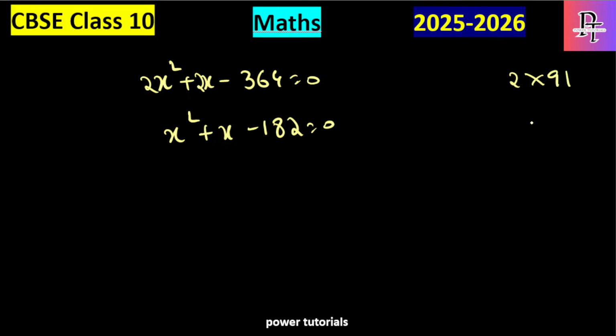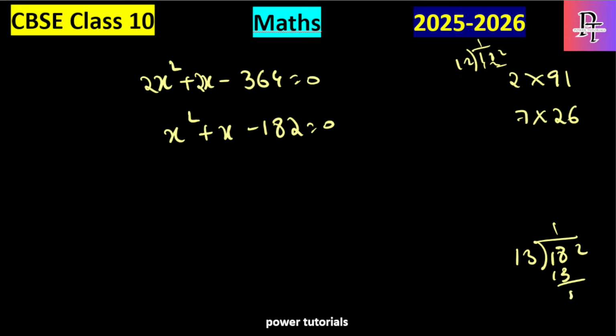2 into 91. 3 table will not happen. 4 table no. 5. 6 table no. 7, 7 2s are 14. Yes, 7 table it will. 7 2s are 14, 7 6s are 42. Okay, 8 will not happen. 9 will not happen. 10 will not happen. 11 will not happen. 12 will not happen. 13, let's check for 13. 13 1s are 13, 13 4s are 52, correct. So 13 into 14, and then it will go the reverse way. 13 into 14 is enough. Why? Because we want 1. 1 we can easily achieve by simply doing 14 minus 13.